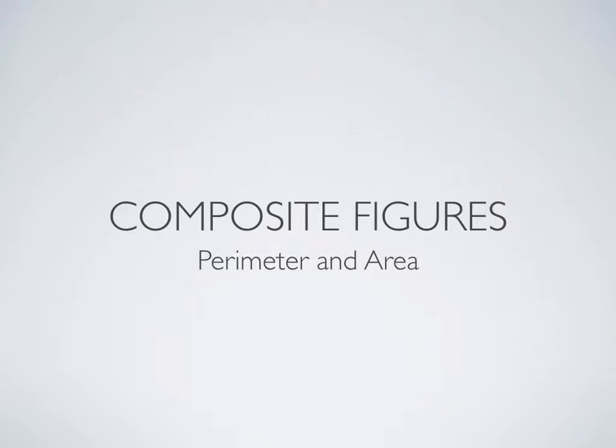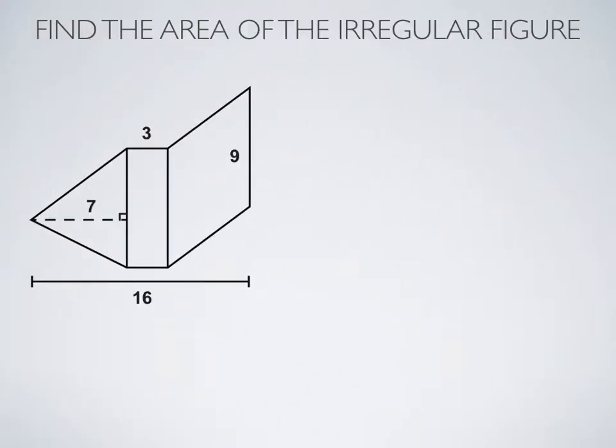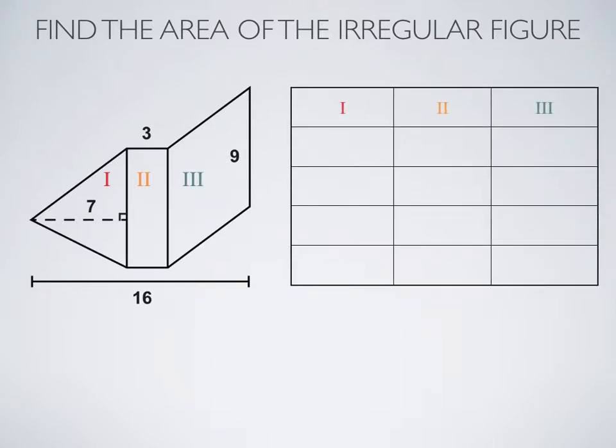In this video, we'll look at the perimeter and area of composite figures. Here's our first example. This shape is definitely a polygon, but it's been broken up into three pieces. We can label these pieces as piece 1, 2, and 3, and we can make a chart to keep track of the area of each figure.